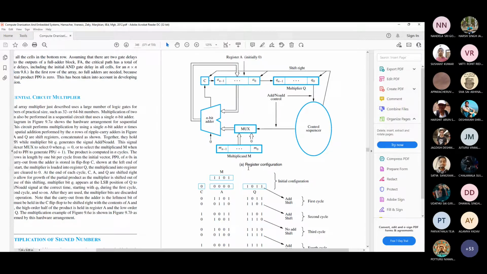If you have any doubt about this circuit, you can ask me. Intentionally I did not draw it because it will take time. You can tell me if you have any doubt about how this circuit works.